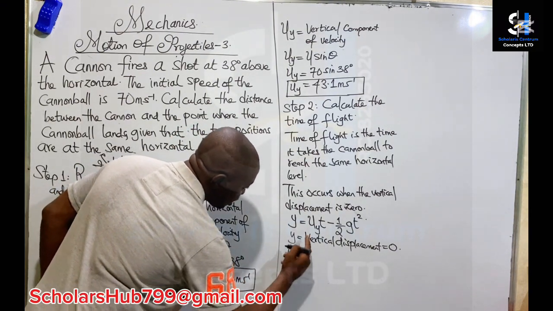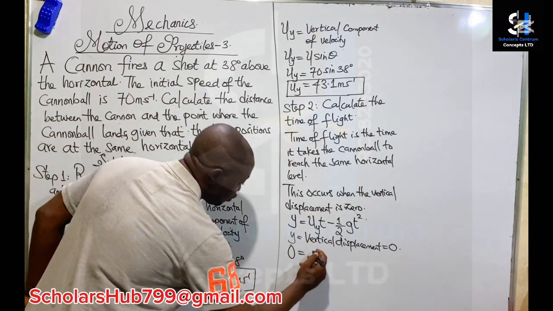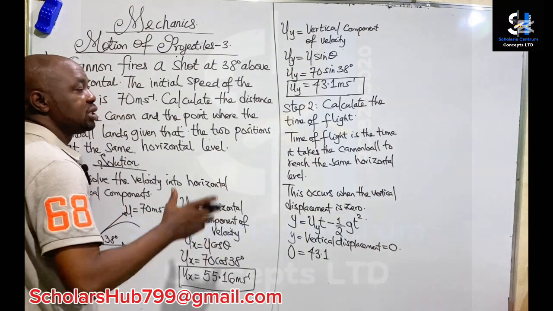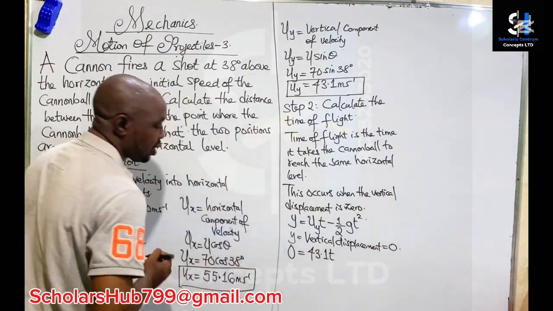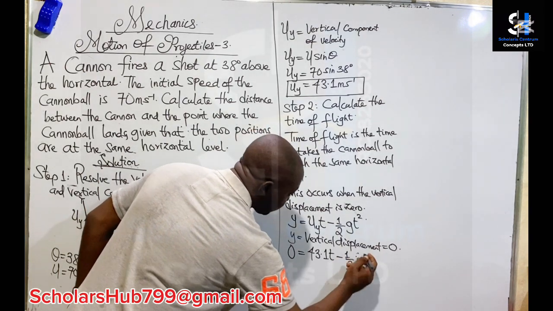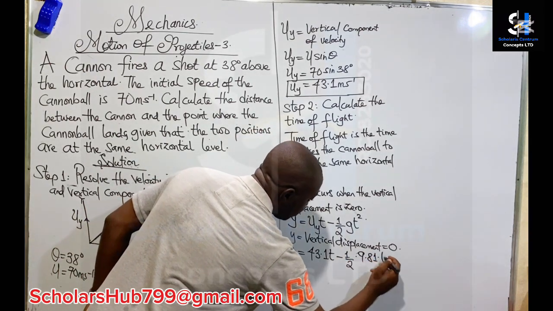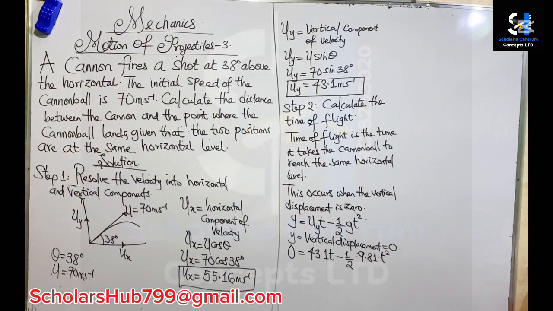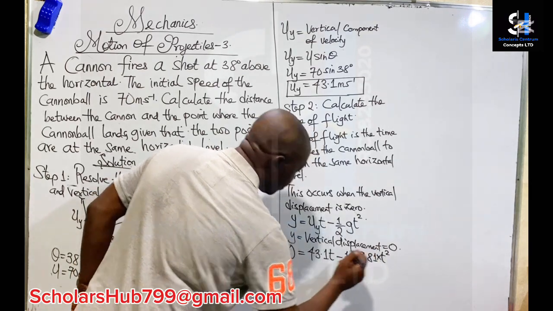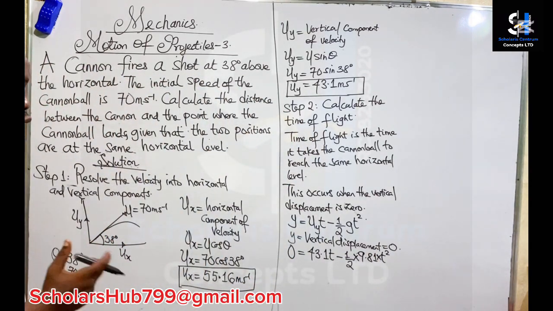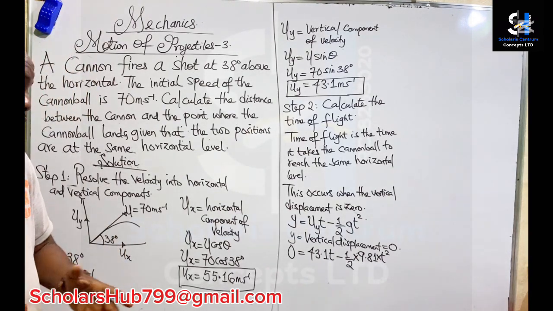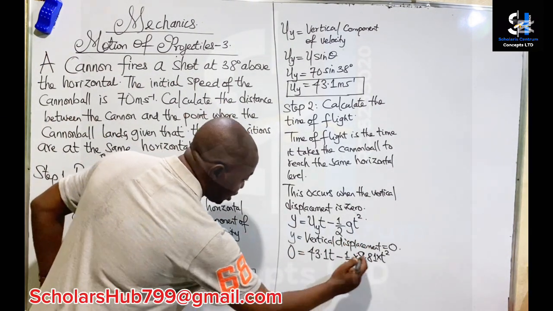So this becomes uy. We know the value of uy to be 43.1. Remember, we want to calculate the time of flight. So multiply by time t, then minus 1/2 of 9.81 multiplied by t square. In this case, we will need to neglect the value of t equals to 0.